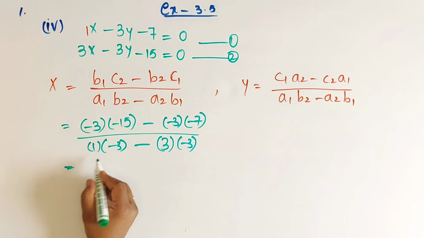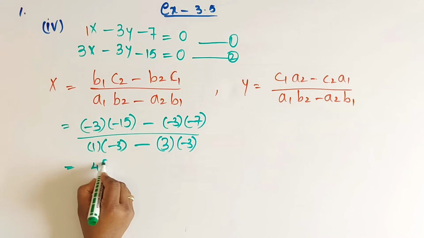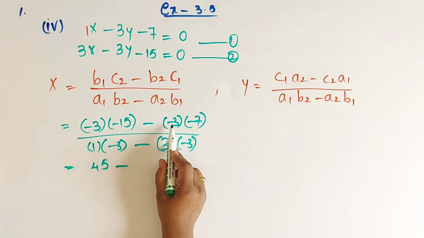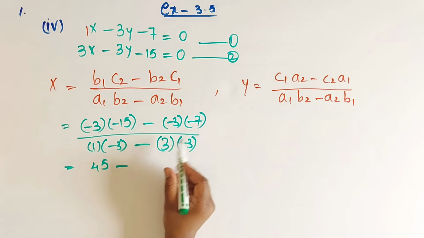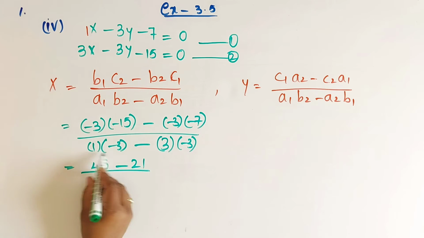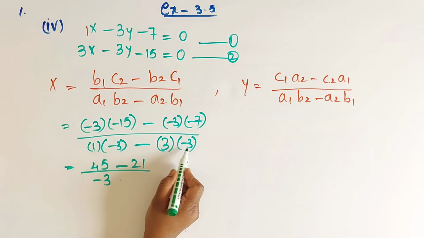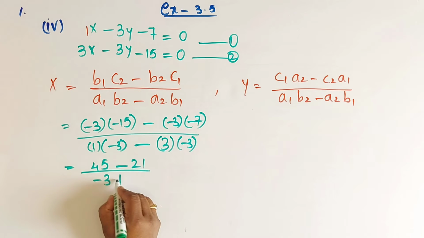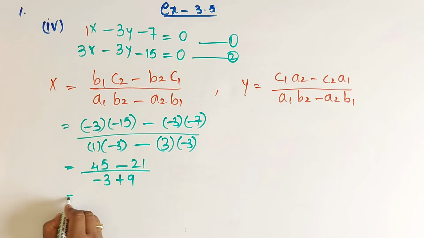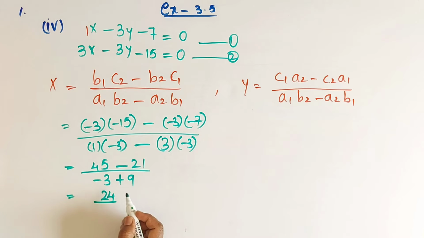Now minus minus plus: 3 15s are 45, minus of minus minus plus here, 3 into 7 is 21, divided by 1 into minus 3, minus 3 into minus 3, which is minus 9, children. Again minus is here, so it will be plus 9. Now 45 minus 21, it is 24, divided by minus 3 plus 9, children, that is 6. 6 4s are 24, so x value is 4.